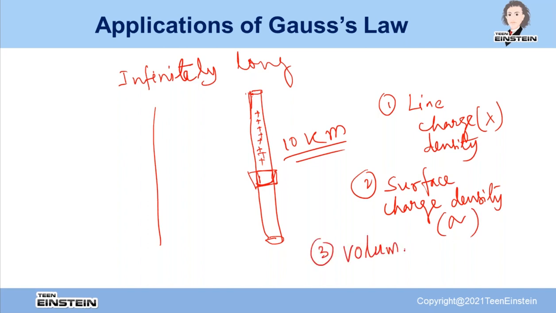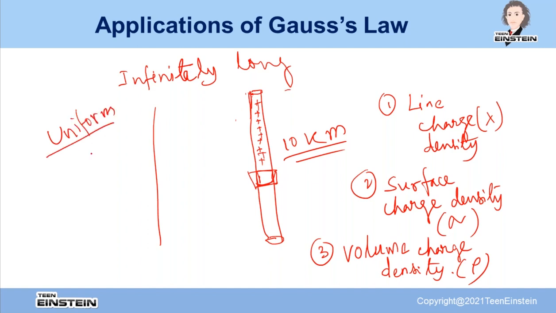So among these, which will we be using here? Volume charge density is denoted by rho. Line means we'll be using line charge density, lambda. So this line charge density is the same for the whole wire. So this is called uniform. So uniform and infinite, these two words, I hope you have understood, right?